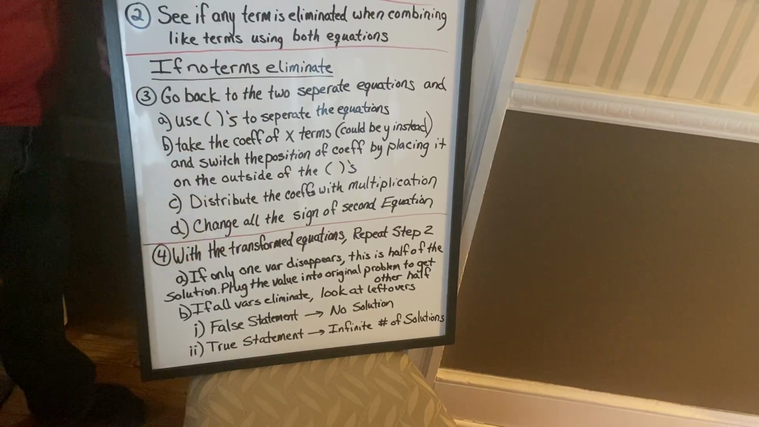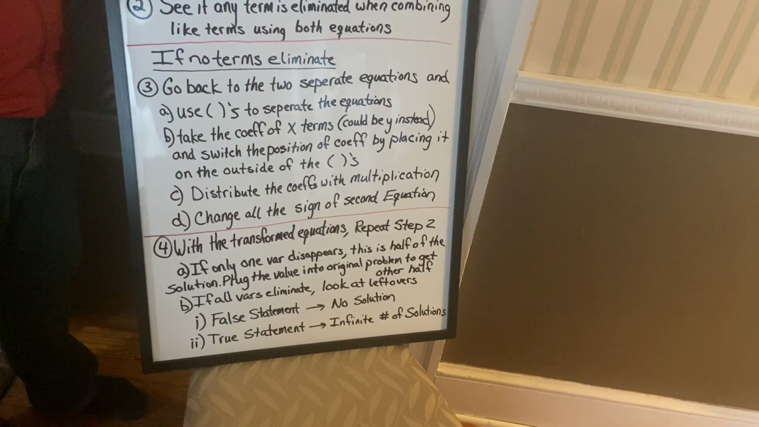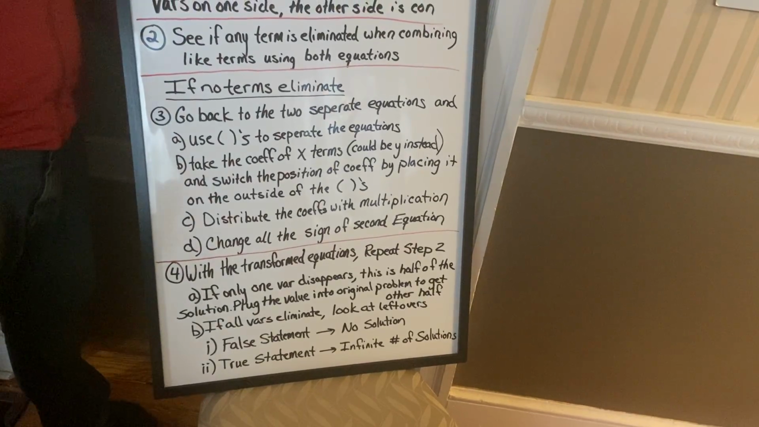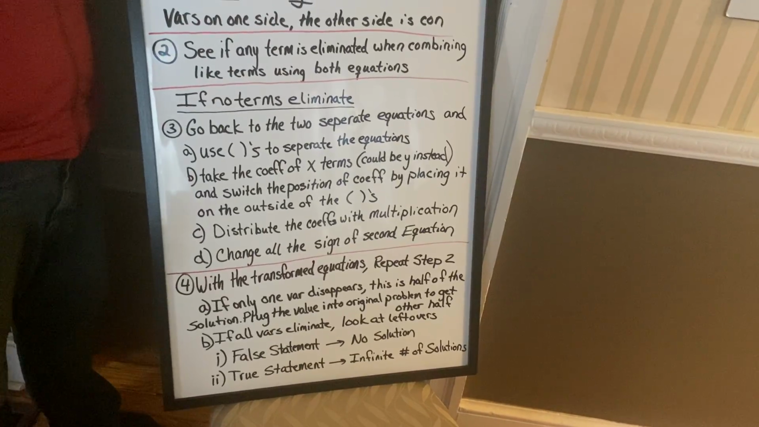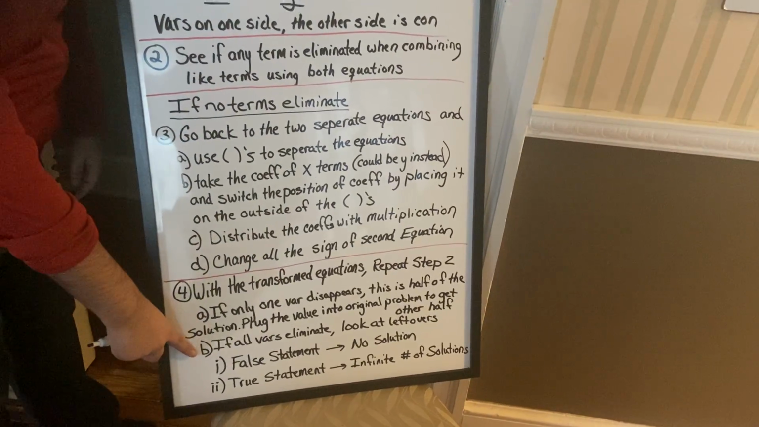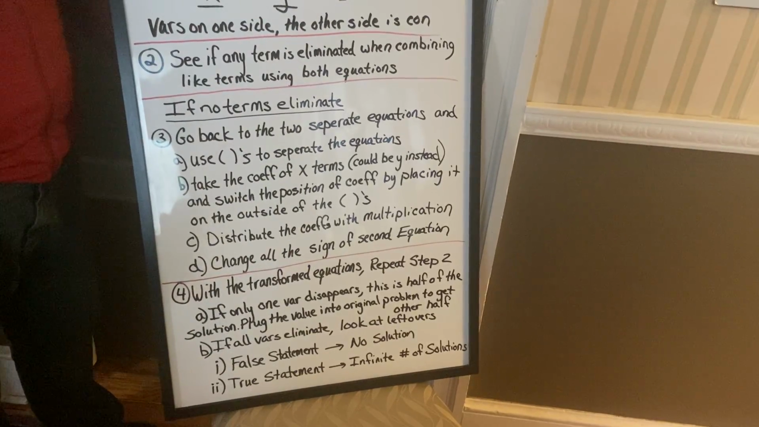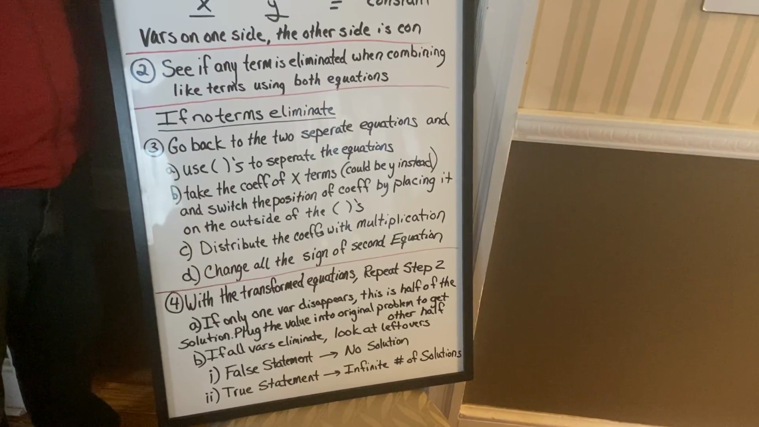If only one term eliminates, then you solve for the variable and then you have half of the answer. Just kind of like how we had it with the substitution method, where when you solve the equation you get maybe x equals something, you have to plug it in to get the y part. If both pieces eliminate, then you have to see if you have a false statement, then you know it's no solution, or a true statement, then that means you have an infinite number of solutions.